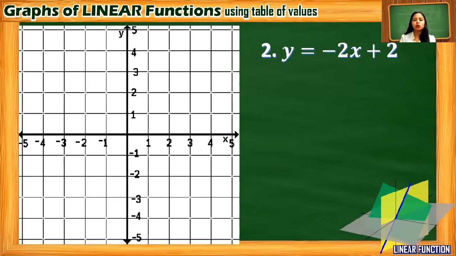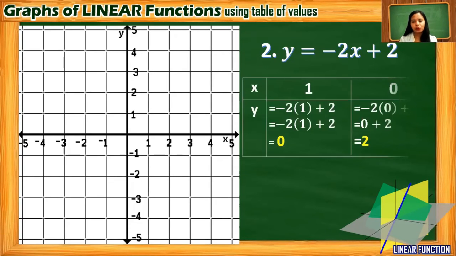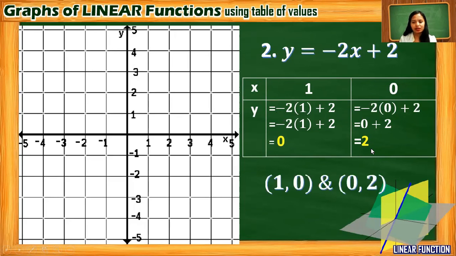Another example is y is equal to negative 2x plus 2. So for us to graph, we need to create the table of values. Substitute any real number to the value of x for us to find the value of our y. Suppose our x is equal to 1, substituting it to x, the value of our y is equal to 0. And suppose our value of x is equal to 0, the value of our y is equal to 2. So we have 2 points, (1, 0) and (0, 2).